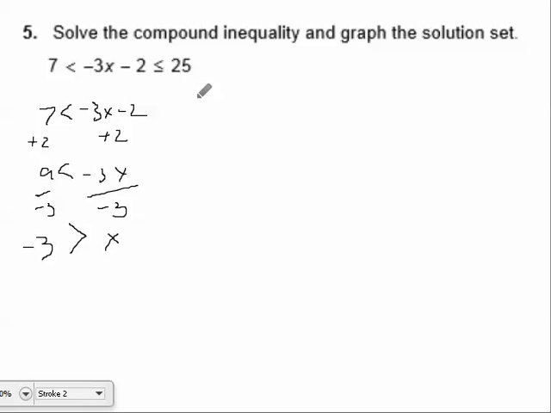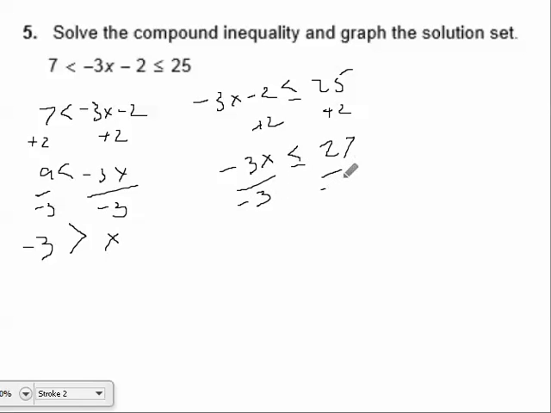So let's go to the other side of it now. Negative 3x minus 2 is less than or equal to 25. I add the 2 to both sides, and I get negative 3x is less than or equal to 27. Divide by the negative 3. And that's going to flip my sign around. It'll be x is greater than or equal to negative 9. So what do I have? I've got negative 3 is greater than x is greater than or equal to negative 9.